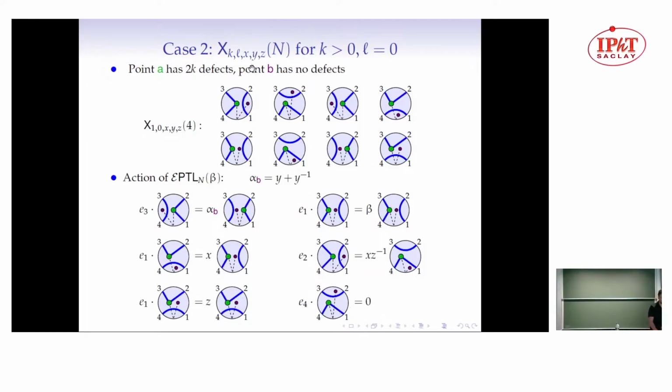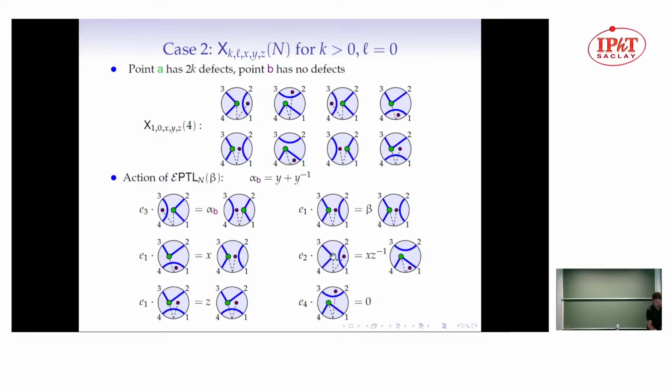The 2 other parameters, x and z, again couple to the winding of defects, and how they cross these 2 dashed lines. Here I gave some examples. For example, if I act with E1 here, I connect points 2 and 1, and we see that this defect would cross this line between the point A and the point on the perimeter, and this would produce a parameter X.